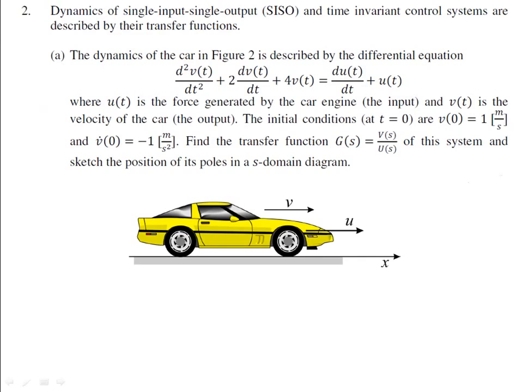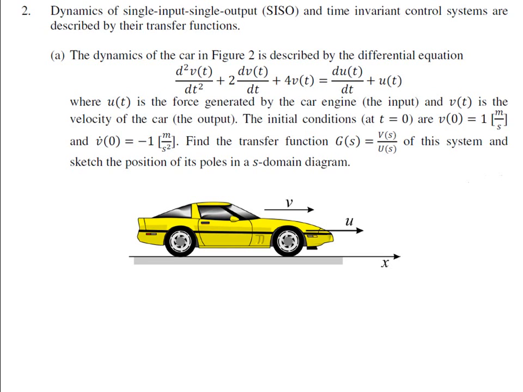The question says that the initial conditions are given: v(0) is 1 and v dot(0) is minus 1. We are looking for the transfer function G(s) equal to V(s) over U(s), as well as we need to sketch the position of its poles in the s domain. Again, we need to solve this differential equation.